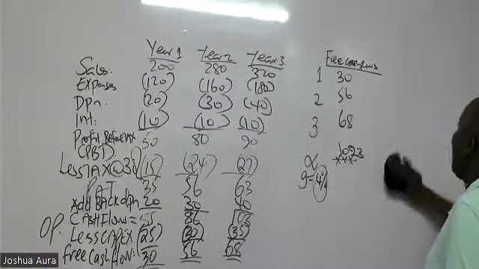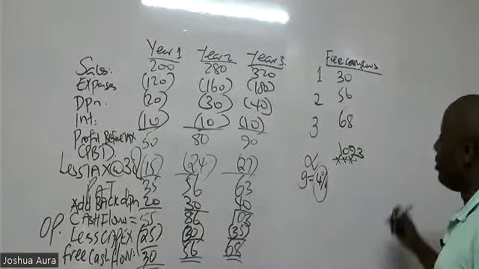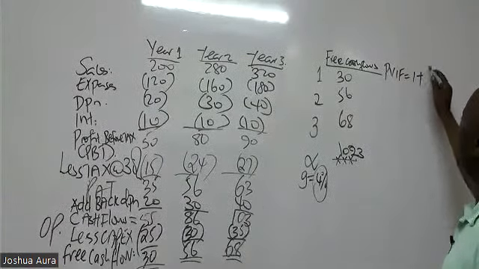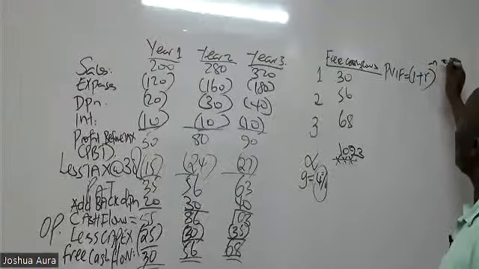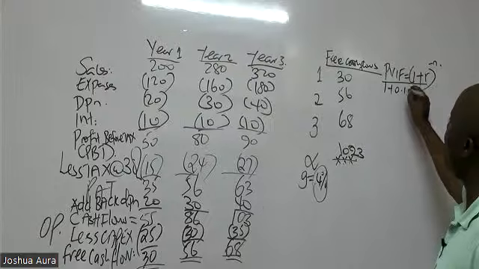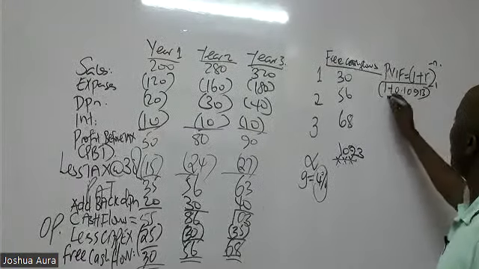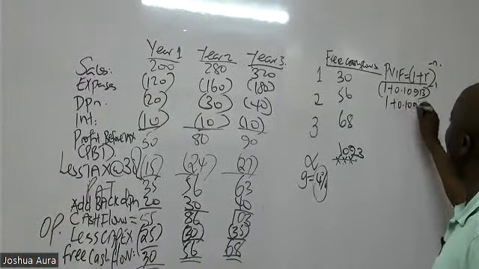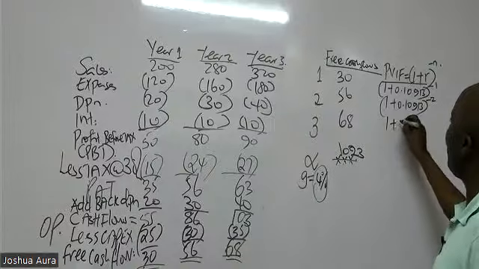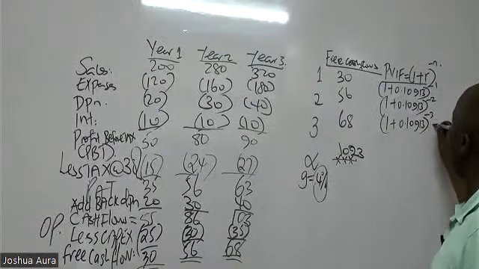Create a column up here for PVIF, the present value interest factor, which is (1 plus r) raised to negative n. So PVIF here will be 1 plus 0.10913 raised to minus 1, 1 plus 0.10913 raised to minus 2, 1 plus 0.10913 raised to minus 3.